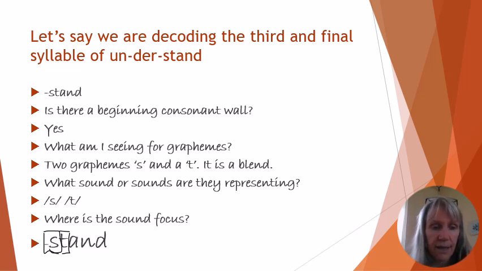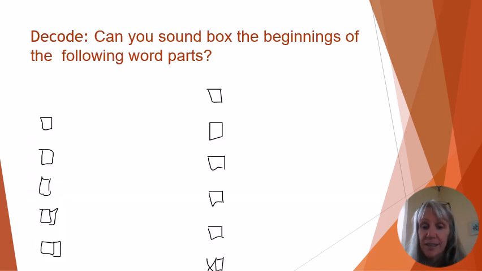So let's look at that. We put a sound box then around the S, and we put a sound box around the T. The S is a grapheme that represents the sound S. T is a grapheme that represents the sound T. Good job. So now let's continue to decode.